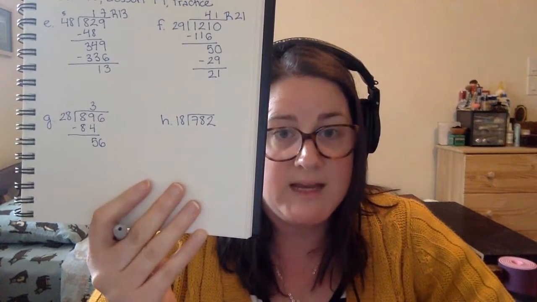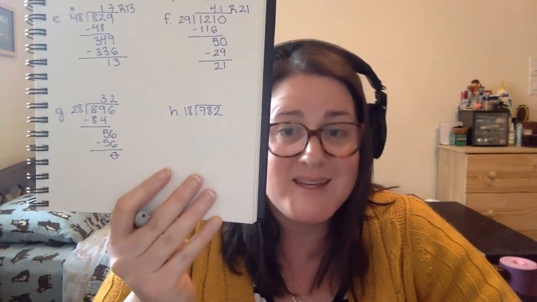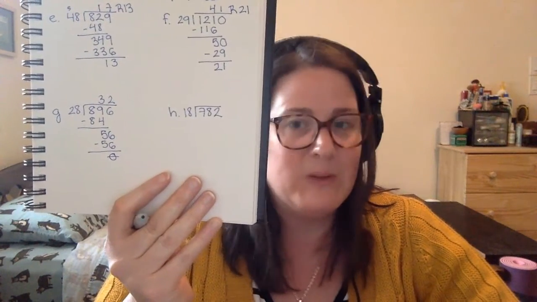89 minus 84 is 5. I bring down my next digit, and now I have 56 divided by 28. So 56 rounded to its nearest 10 is going to be 60. 28 rounded to its nearest 10 is going to be 30. I'm going to try 2. Let's see if it works. 2 times 8 is 16. 2 times 2 is 4, plus 1 is 5. And I get 56. 56 minus 56 is 0. I have no remainder. My quotient is 32. Yay!